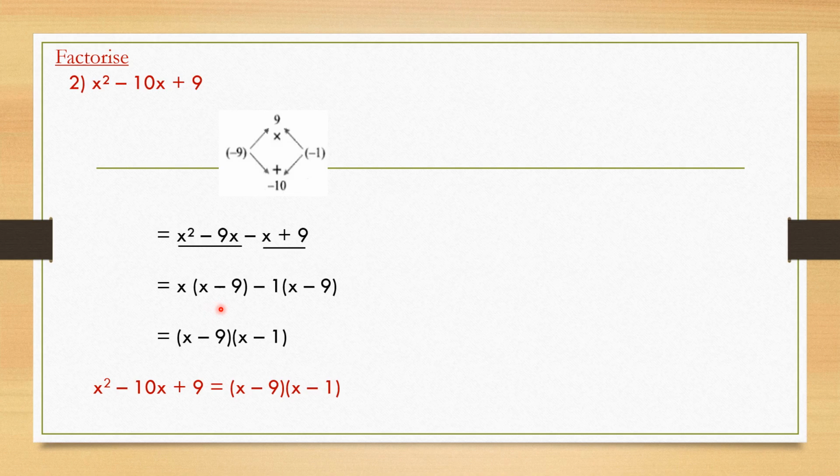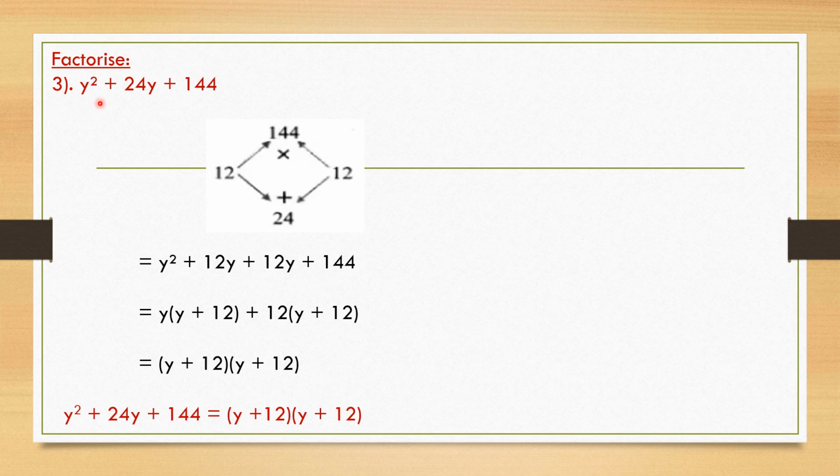Now you see we have x minus 9 here and x minus 9 here as well. So we'll write it once, x minus 9. And this x and this minus 1 will write it together. So we have x minus 1. So the factors of this expression x squared minus 10x plus 9 is x minus 9 multiplied by x minus 1.